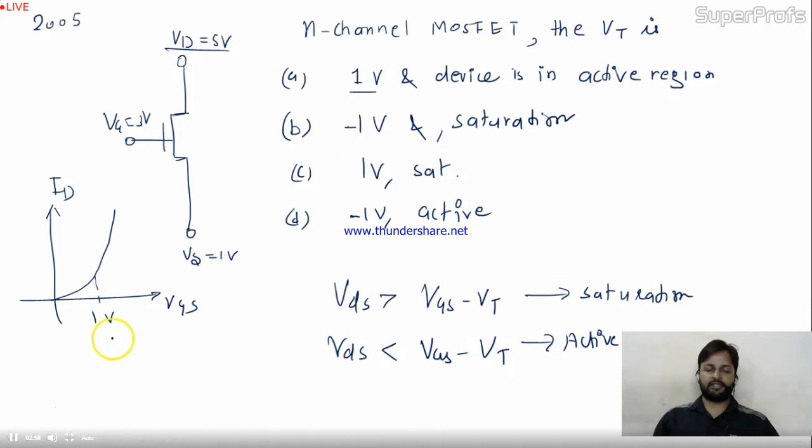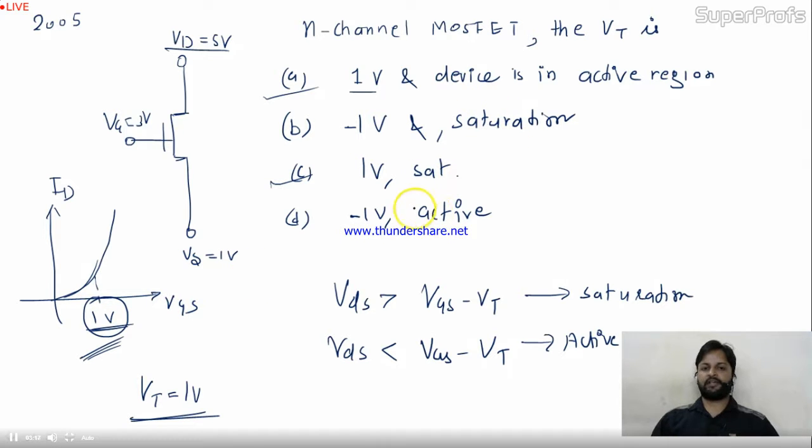Threshold is 1 volt. It's given over here only. After VT we are getting the current into the circuit. So 1 volt is correct. No problem at all. VT is 1 volt. Definitely 1 volt. So we'll be having only two options, option A and C.